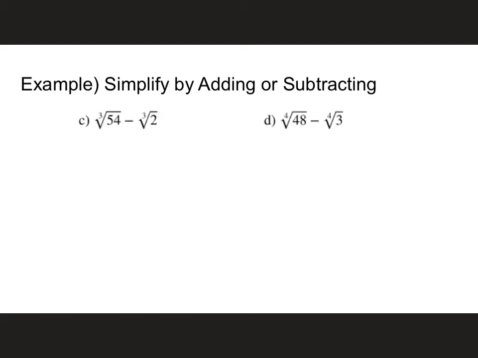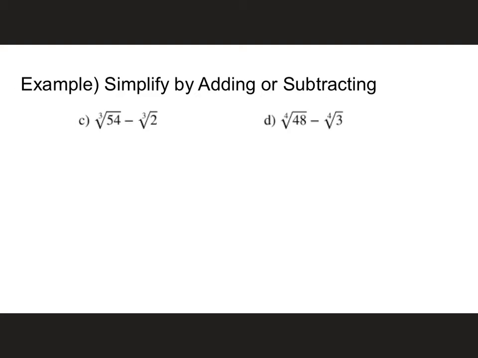Subtraction is going to work exactly the same way, but you'll notice something here. You'll notice that these numbers do not match. The number underneath the radical isn't the same. I have the third root of 54 minus the third root of 2. And you may be thinking, oh, I can't do this problem. There's nothing else to do. But that's not exactly what's going on in this particular problem.